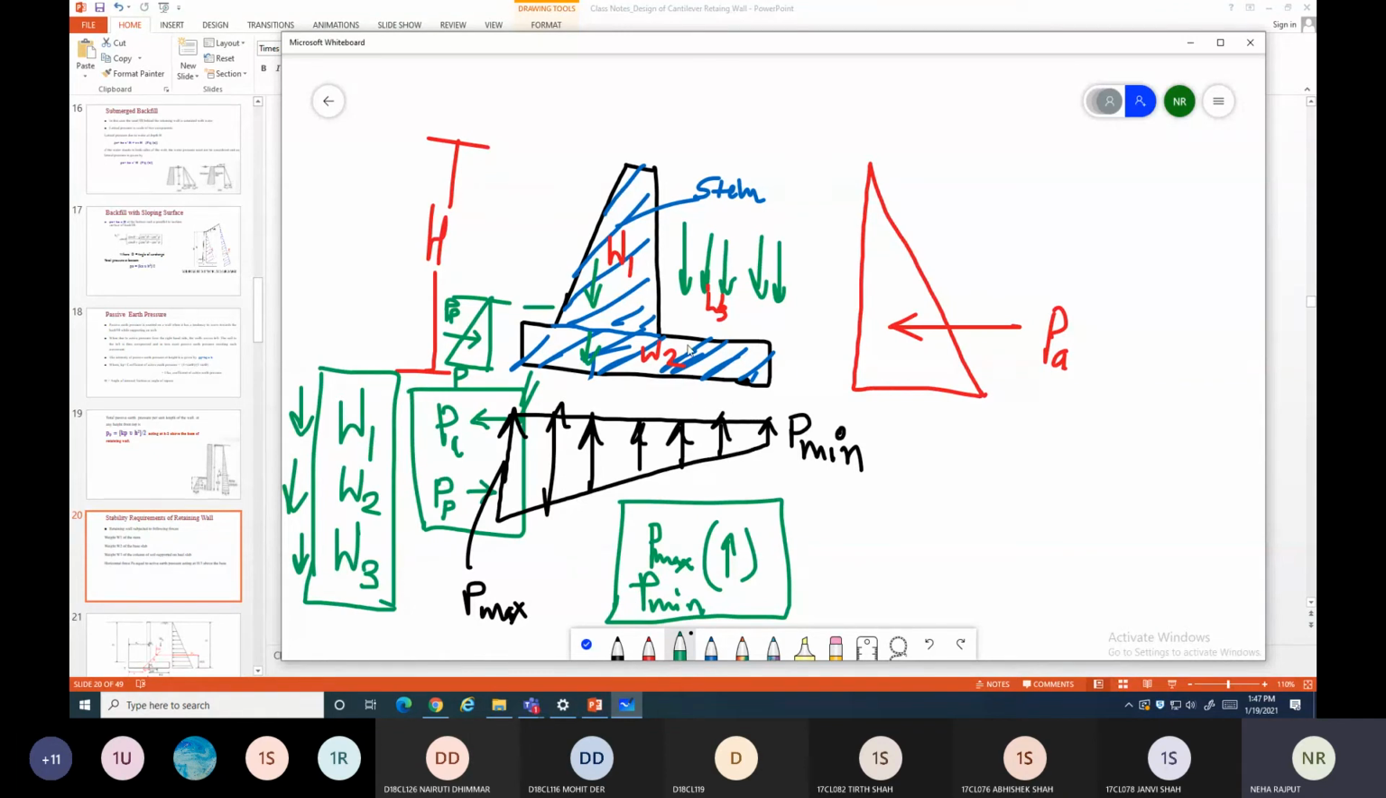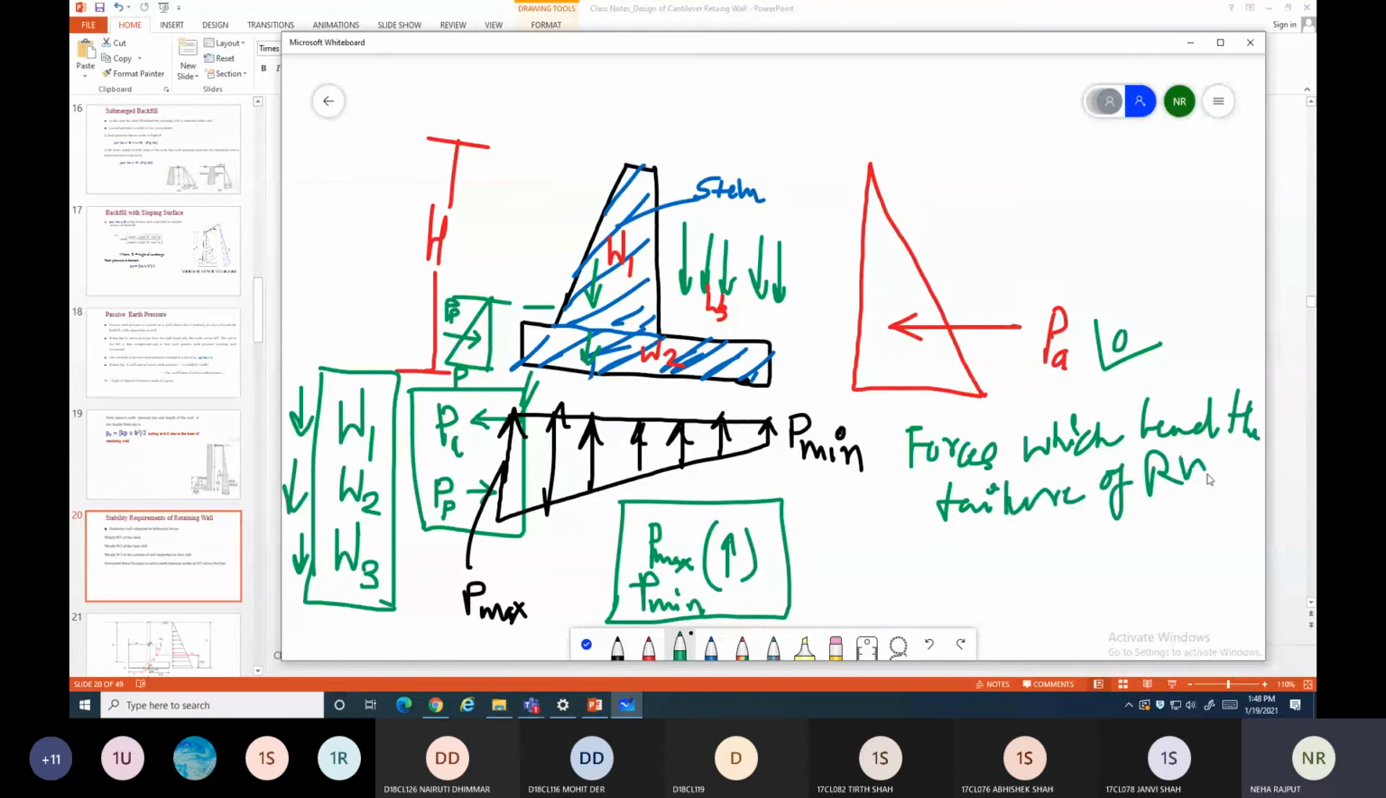So this upward force will also lead to failure of the retaining wall, and this active pressure will also lead to failure of the retaining wall. So the forces which lead to the failure of the retaining wall, RW, are the PA force, the active force, P maximum, and P minimum.